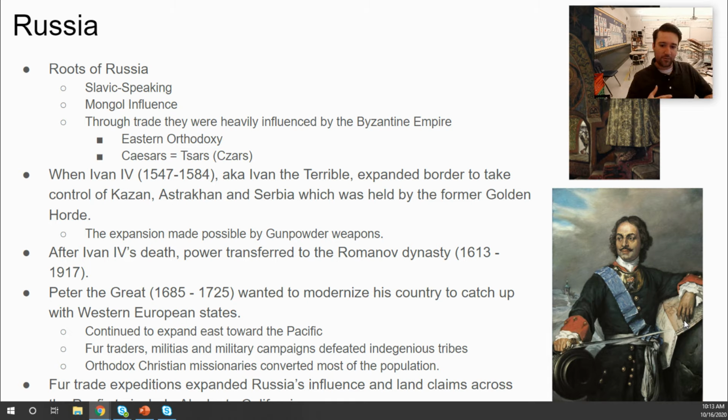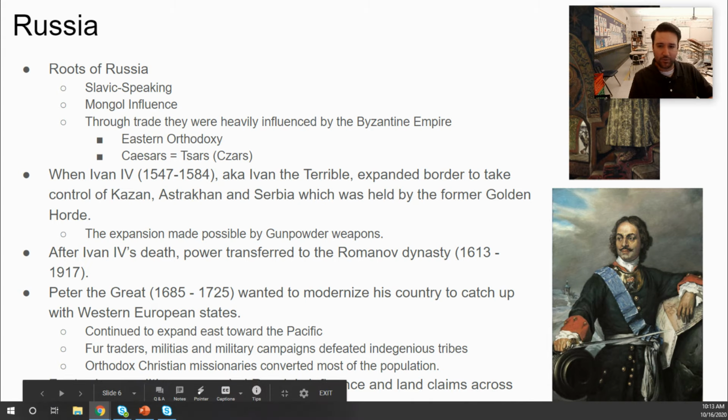So Russia, we've talked about briefly previously when we talked about the Mongols. The roots of Russia are in a Slavic-speaking people. If you want to trace the roots back, it also includes the Vikings who sailed down the Volga River to establish trade and so forth. Over time, these Slavic-speaking people end up creating city-states established for trade, and they would compete with each other oftentimes until the Mongols arrive.